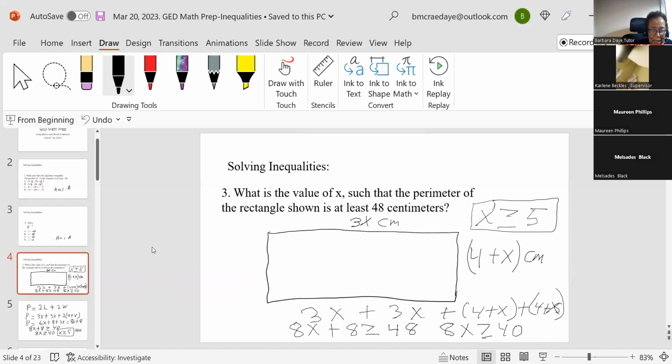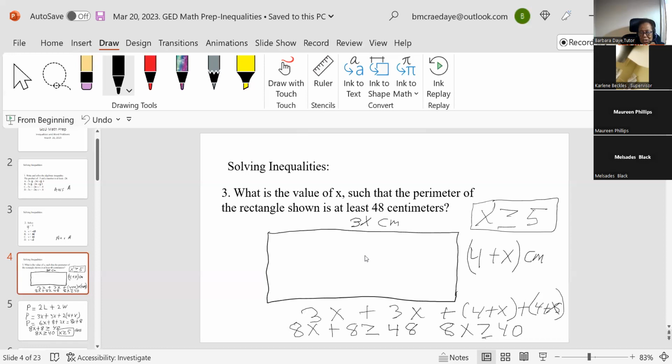These sides add up to the perimeter. You know what perimeter is, right? The sum of all 4 sides. You could say 2 times this side plus 2 times that side, that's still the sum of 4 sides. Why not have the 3x at the short side and the 4 plus x at the long sides? It doesn't matter where you have them. You're going to solve it the same way, whether I had a 4 plus x here or a 3x here. It's the same thing, right?